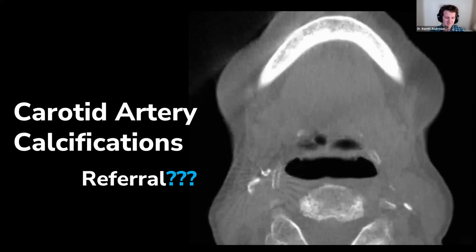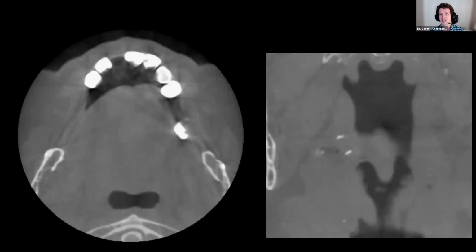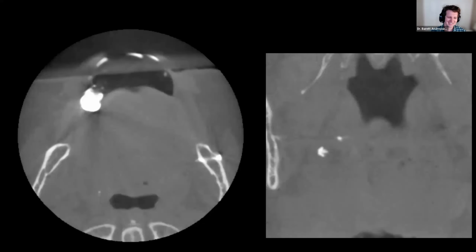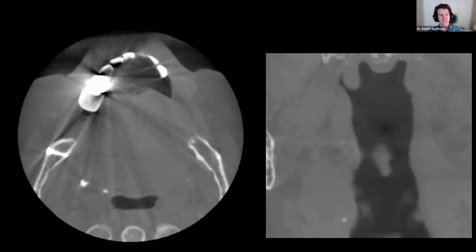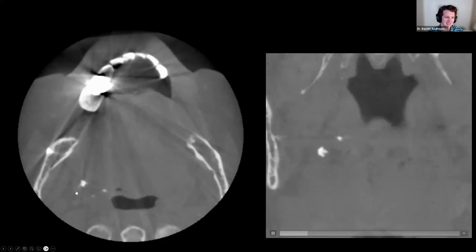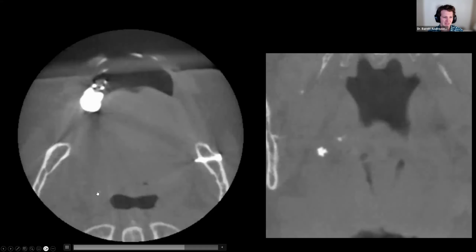So with the last 30 seconds that I have, we're going to talk about the last radiopacity in the soft tissues. So we have some sporadic and multiple radiopacities here, just flanking the airway on either side.